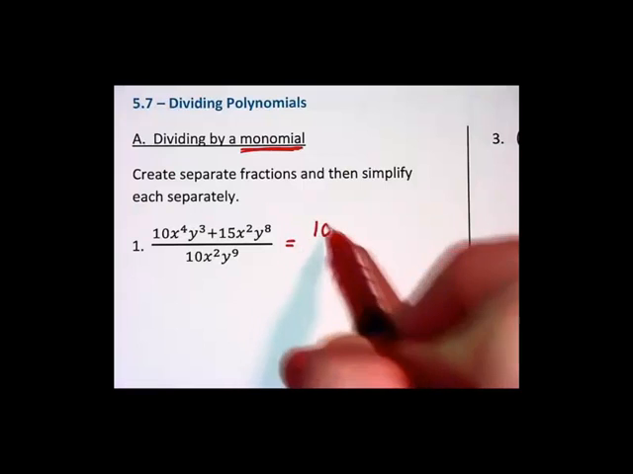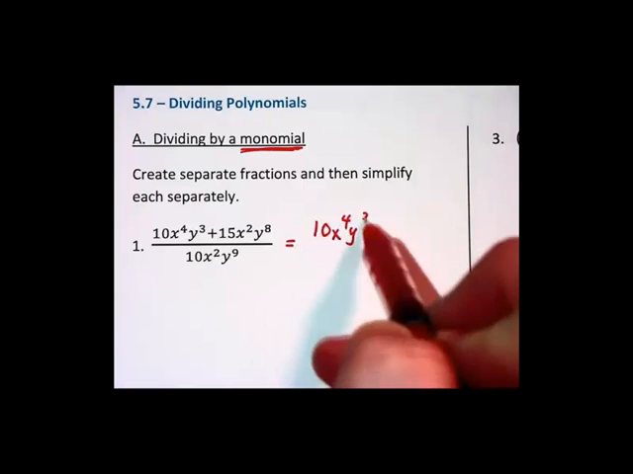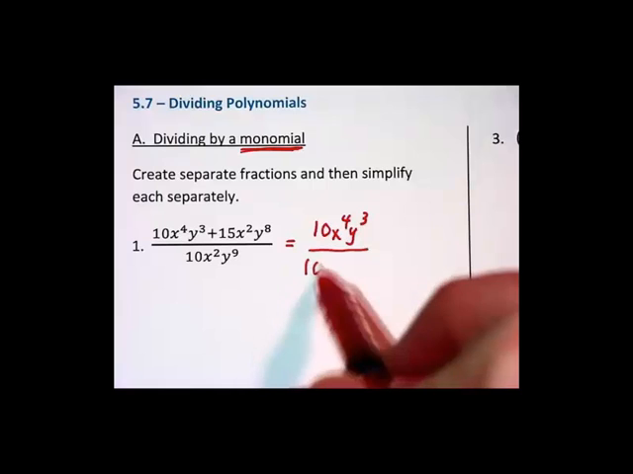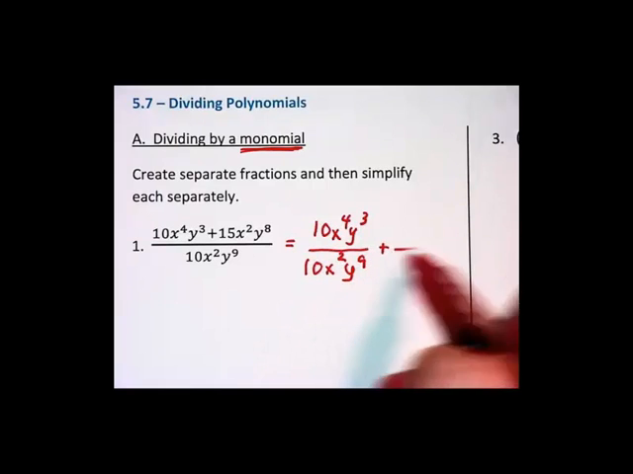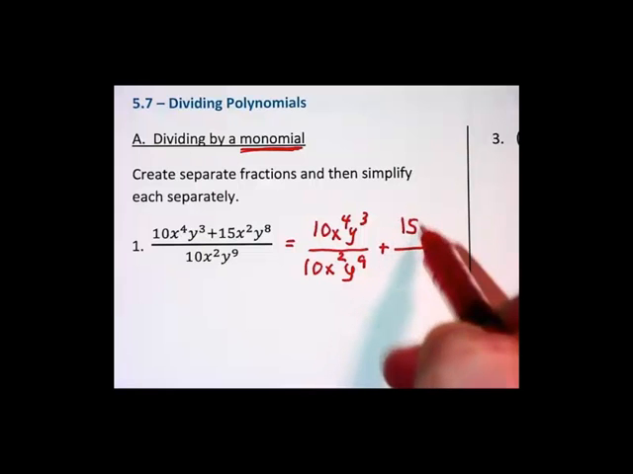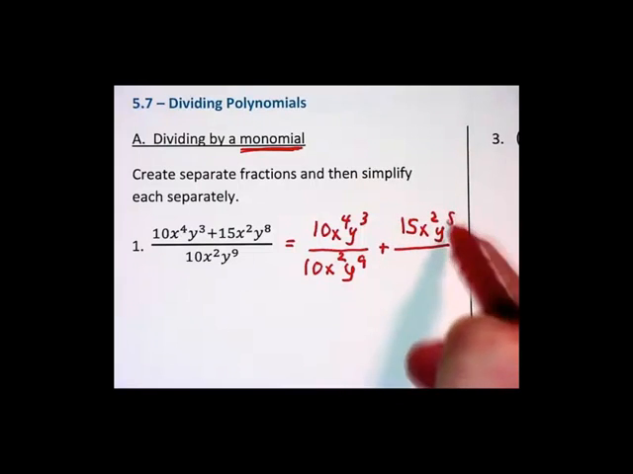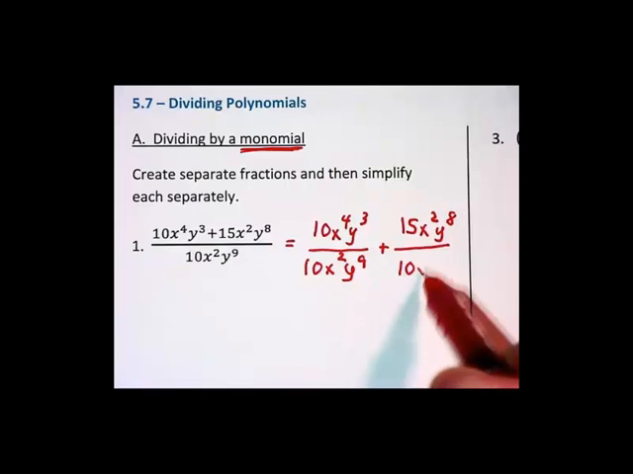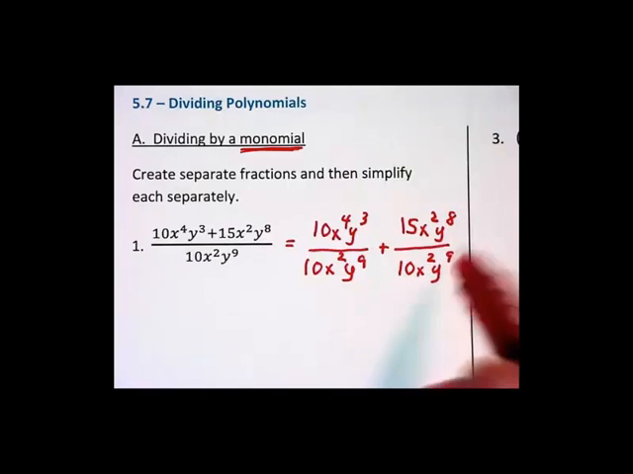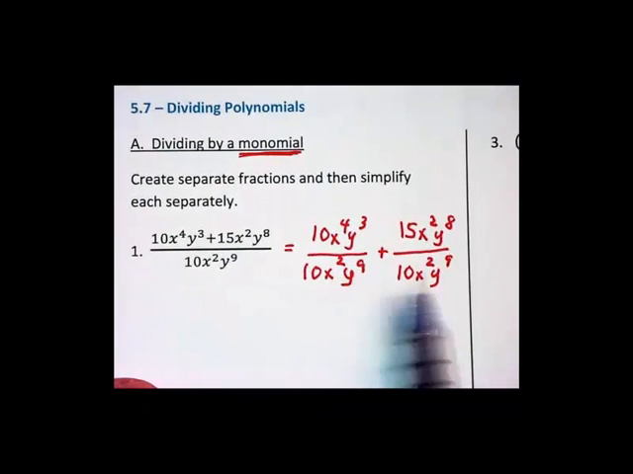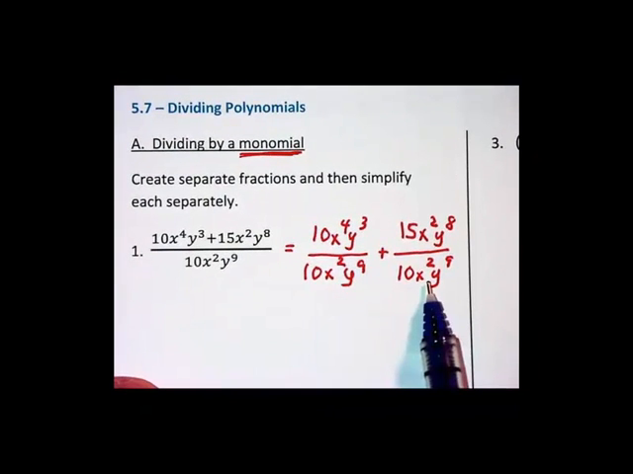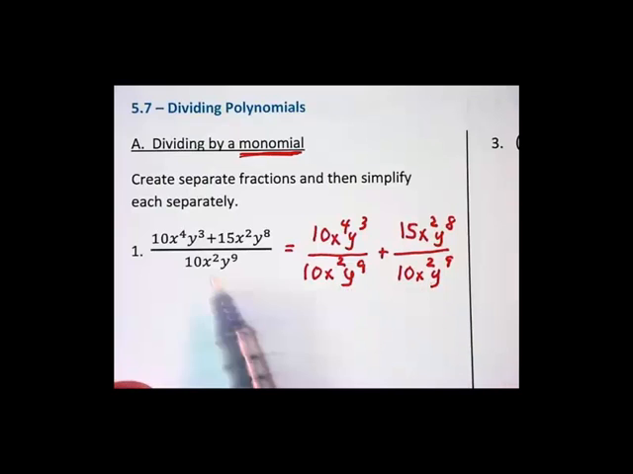I want the 10x to the fourth y to the third to be divided by the 10x squared y to the ninth. And then separately, I want the 15x squared y to the eighth to be divided by the 10x squared y to the ninth. We know this can be done because whenever you add fractions, you keep that common denominator, and these add together to make what you have at the left there. I'm just splitting this apart into two separate fractions.